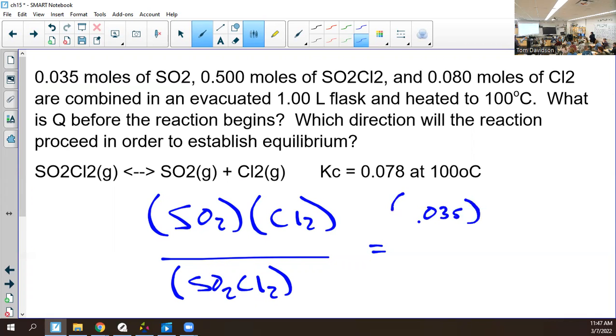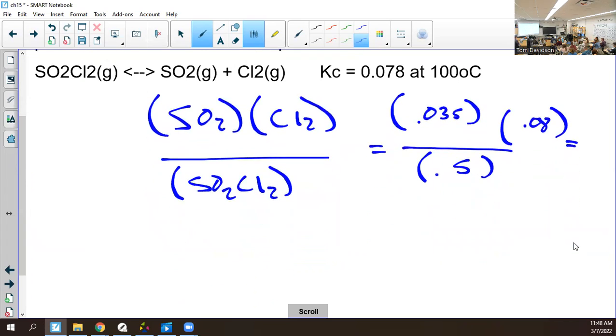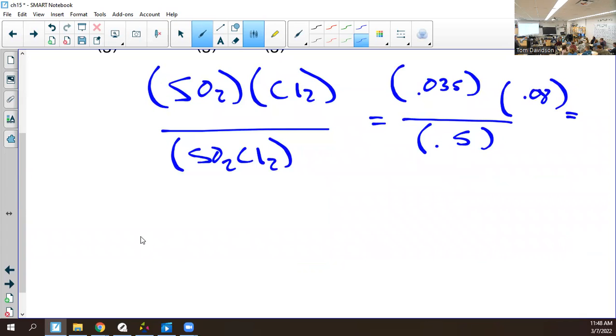0.035 is SO2. It tells me that right there. This is in a dumb order, but whatever. The bottom then is 0.5. And then Cl2 is 0.08. So you plug those numbers in, and I have no idea what number you get. 0.0056. Okay, I got more than one yes.